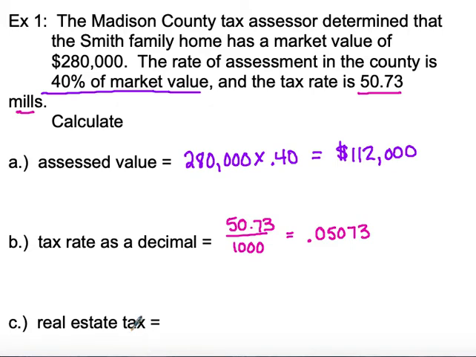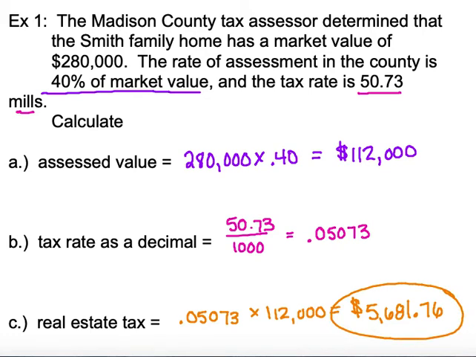Now we'll calculate our real estate tax. This is what gets paid in your taxes, sometimes only once a year. Sometimes there's a spring tax and it's broken into the spring and the fall. And we'll take that millage rate, 0.05073, times $112,000, and that gives us real estate taxes of $5,681.76. Now that seems like a very high payment to have to pay in one payment.